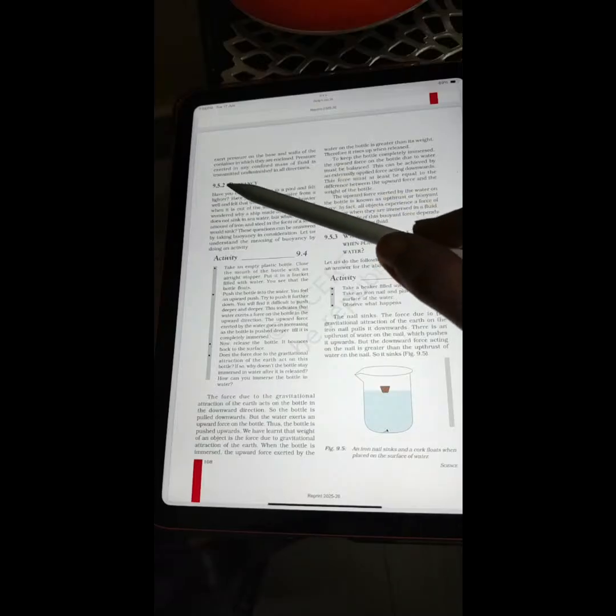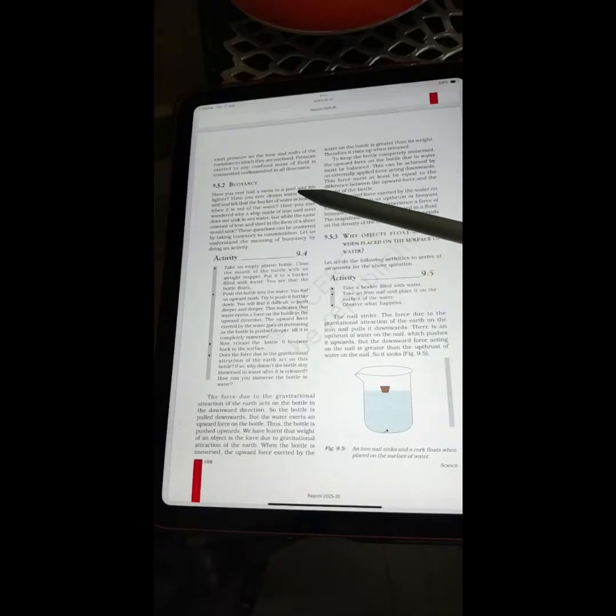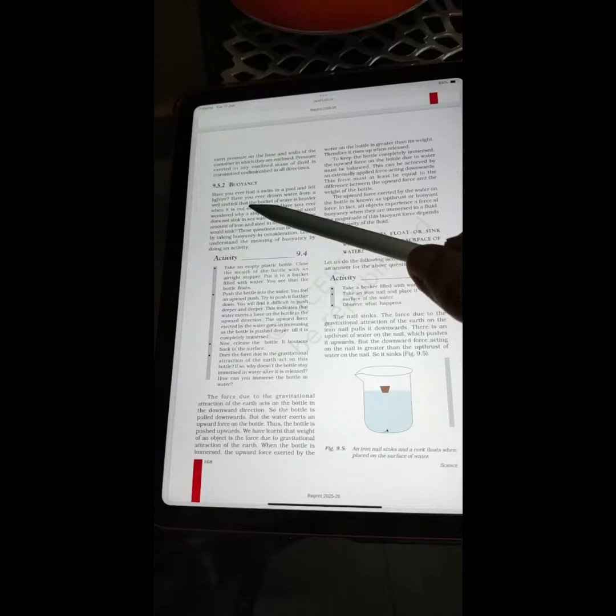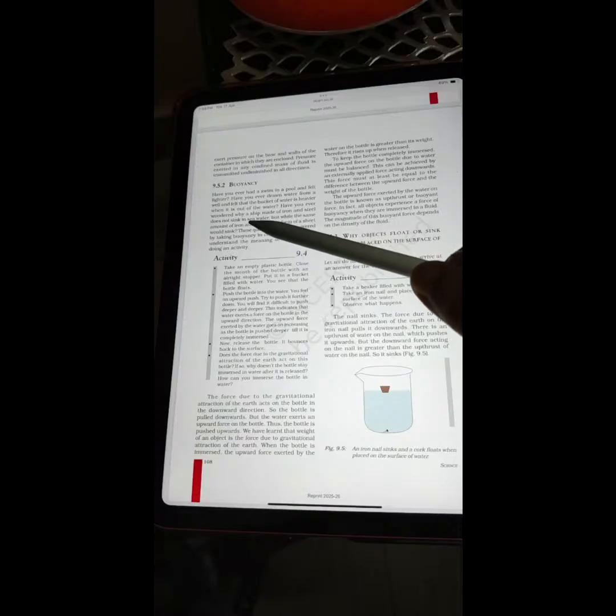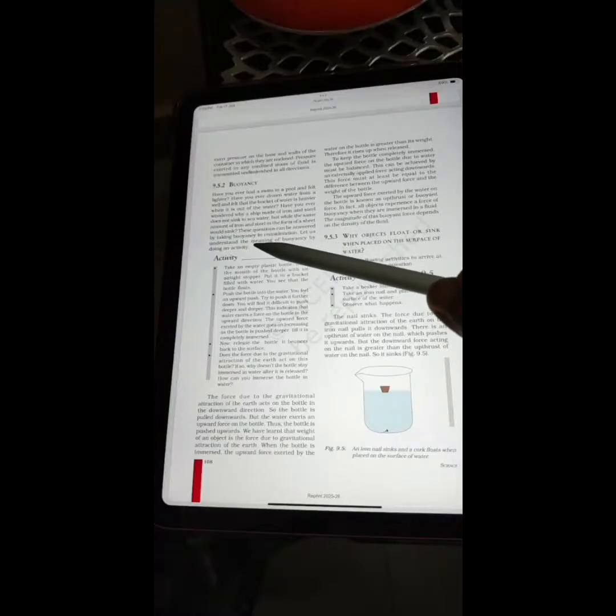Buoyancy 9.5.2. Have you ever had a swim in a pool and felt lighter? Have you ever drawn water from the well and felt that the bucket of water is heavier when it is out of the water? Have you ever wondered why a ship made of iron and steel does not sink in the sea water, while the same amount of iron and steel in the form of a sheet would? These questions can be answered by taking buoyancy into consideration.